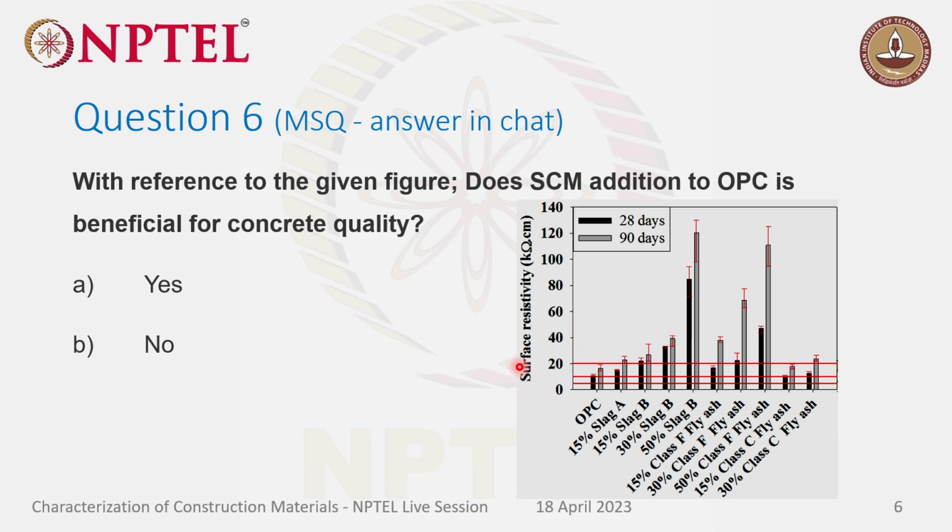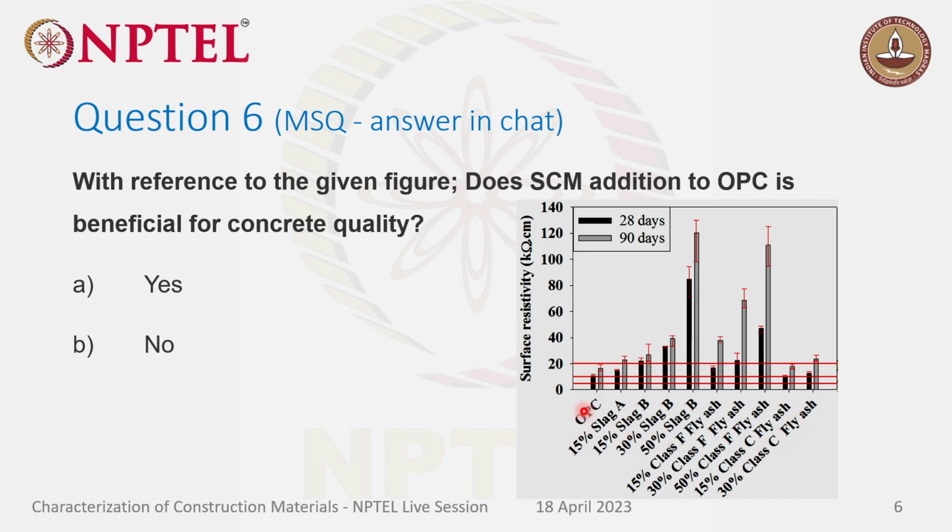I have measured surface resistivity of different cementitious systems. The first one is the OPC, then OPC with 15% of slag A, 50% of slag A, and then 15%, 30% and 50% of slag B, then 15% and 30% of class F fly ash, and then 15% to 30% of class C fly ash.